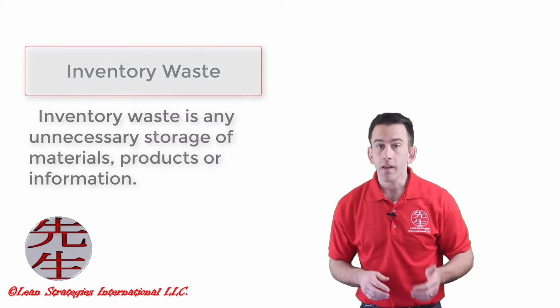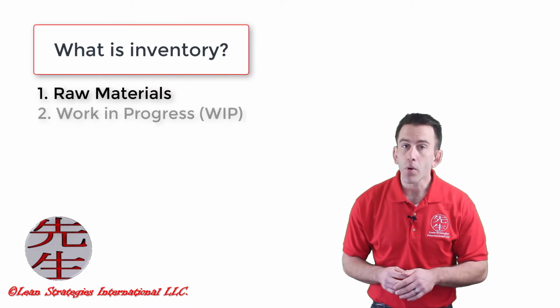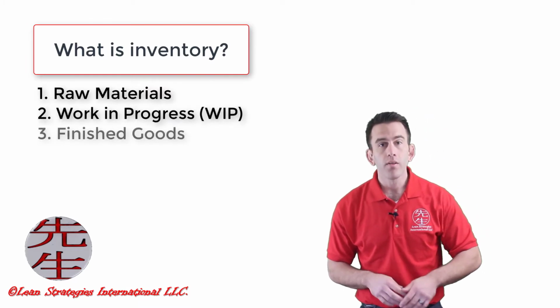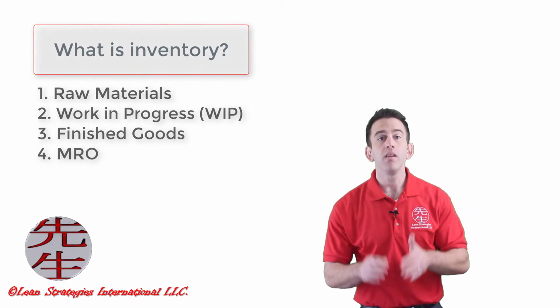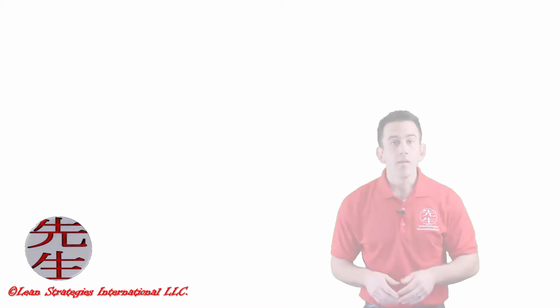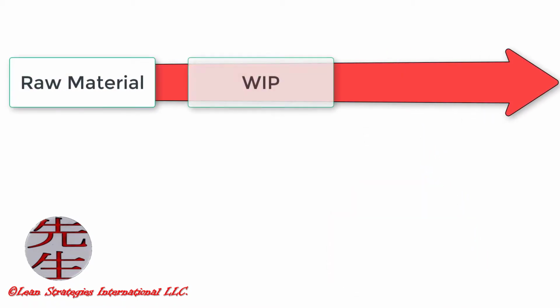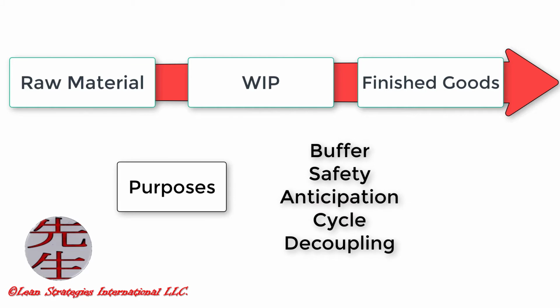Now, specifically, inventory includes raw materials, work in progress, finished goods, and MRO items that are used for supporting activities and operations. One thing to keep in mind is that the type of inventory item something may be classified as depends upon where it lies in the value stream and what its purpose ultimately may be.